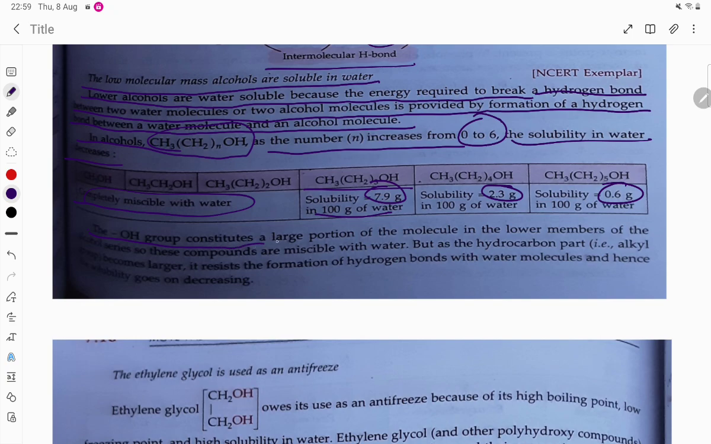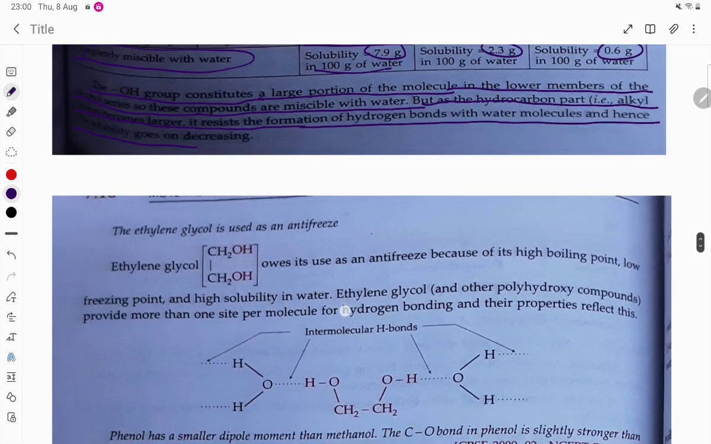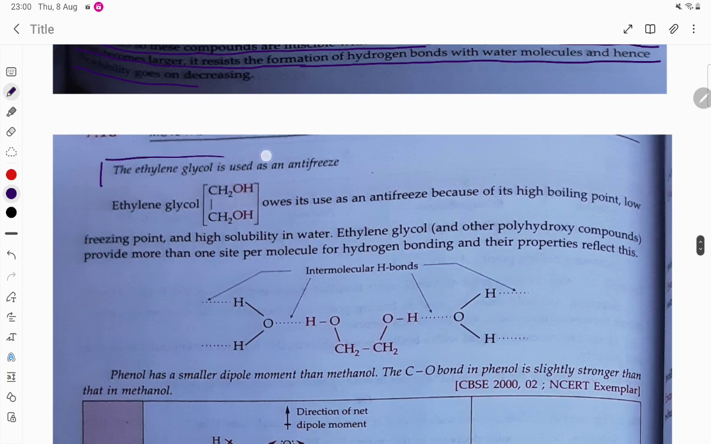The OH group constitutes a large portion of the molecule in the lower members of the alcohol series. So these compounds are miscible with water, but as the hydrocarbon alkyl part becomes larger, it resists the formation of hydrogen bonds with water molecules, and hence solubility decreases.